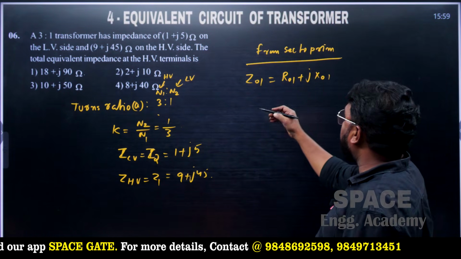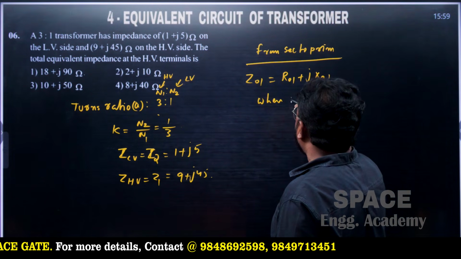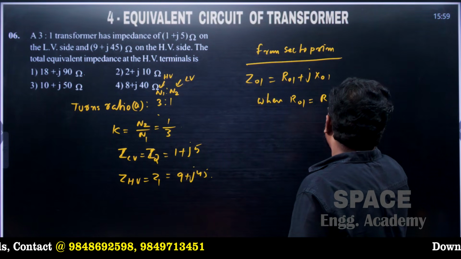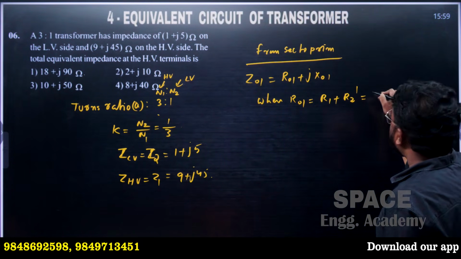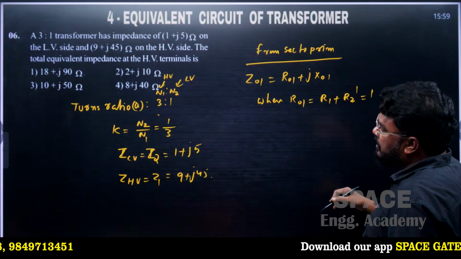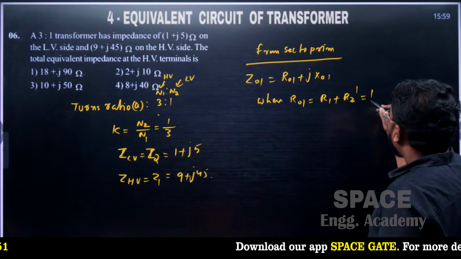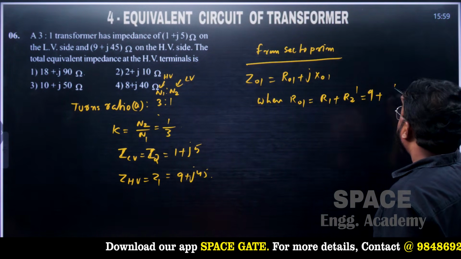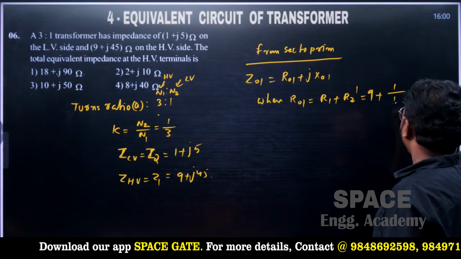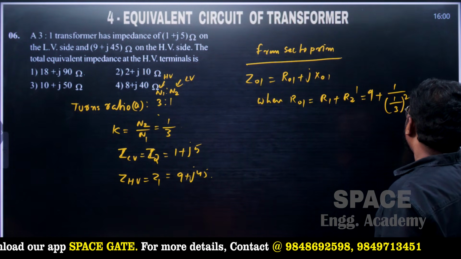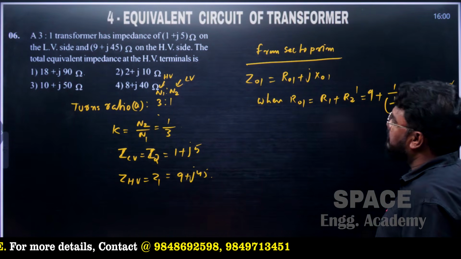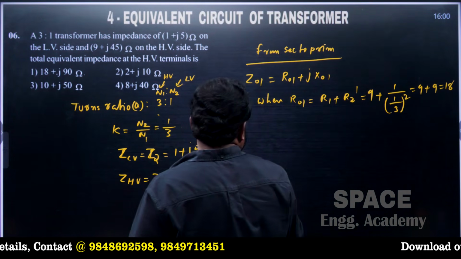Now let us calculate R01. R01 is equal to R1 plus R2 dash. R1 is 9, and R2 dash is 1 divided by 1/3 whole square, which is 9. So 9 plus 9 is equal to 18. So R01 is equal to 18.